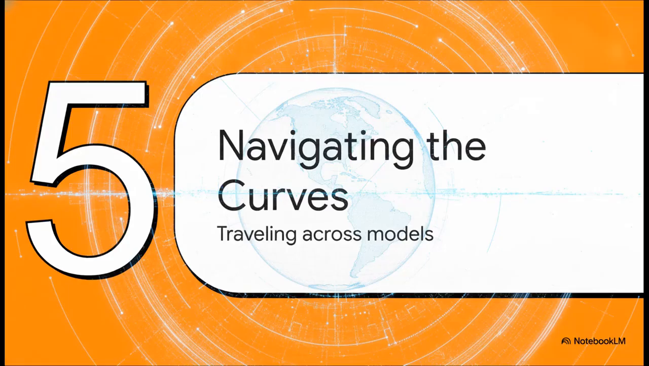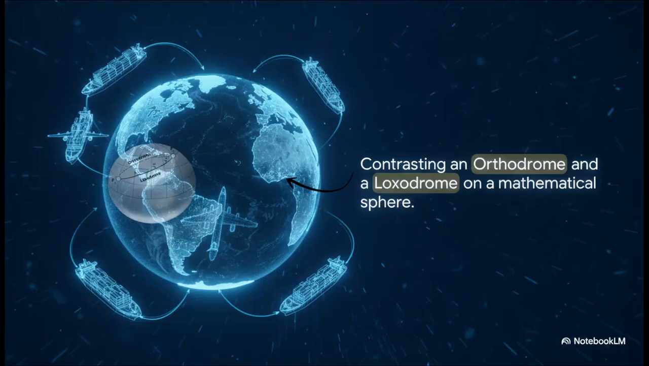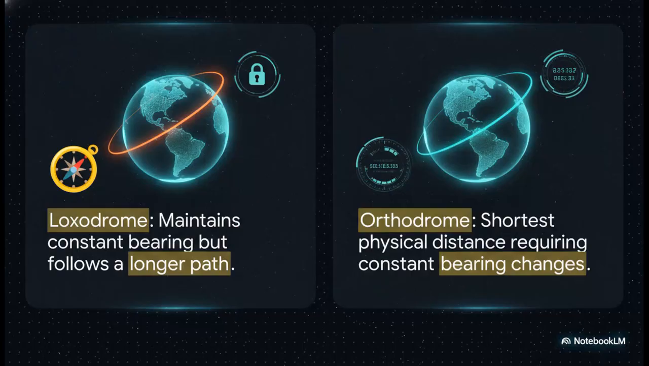And that brings us to section 5, navigating the curves, traveling across these models. Now that our digital twin is fully constructed mathematically and anchored physically, how do we actually travel efficiently across these complex, mathematically curved reference surfaces? Let's see how this builds when we analyze the actual trajectories massive ships and airplanes take over our oceans and skies. On a mathematical sphere, there are 2 distinct paths you can plot between points, an orthodrome and a loxodrome. And this right here is the ultimate navigator's dilemma.